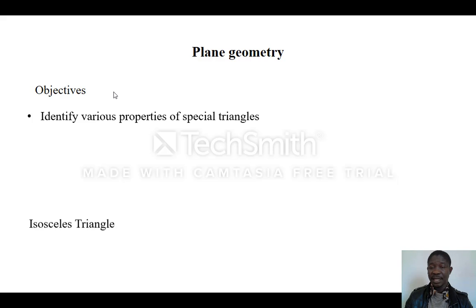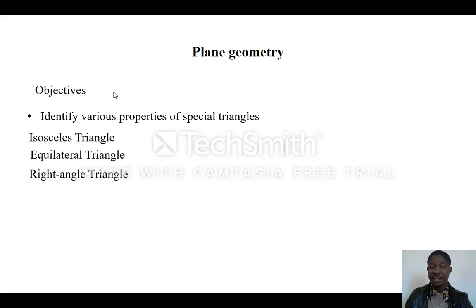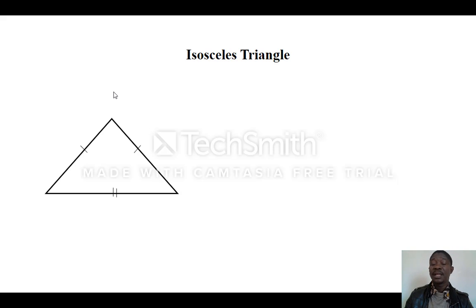In this video, we will look at the following objectives. The first objective is to identify various properties of special triangles, where we will look at the isosceles triangle, the equilateral triangle, and the right angle triangle. The second objective is Pythagoras theorem. Now, let's look at the isosceles triangle.